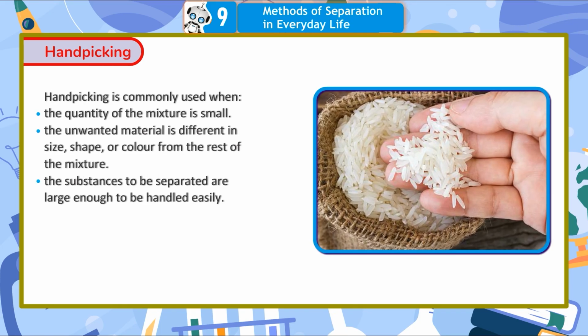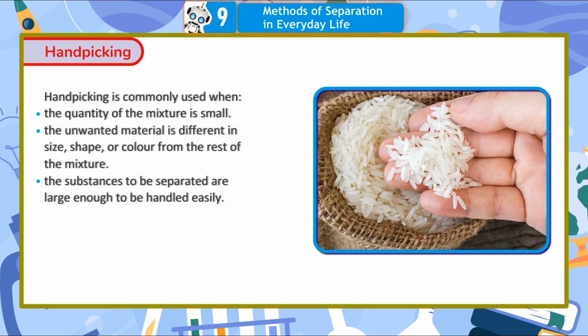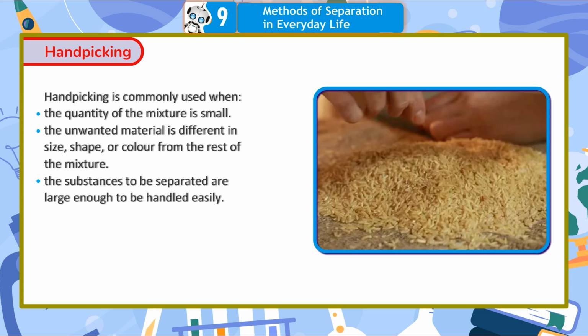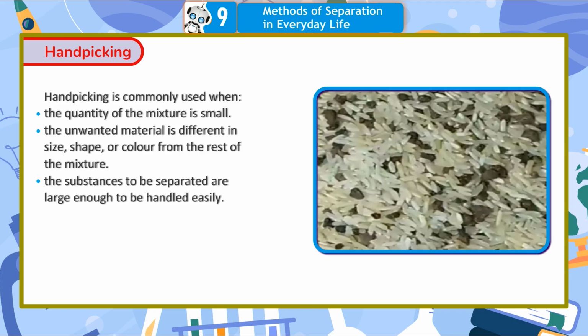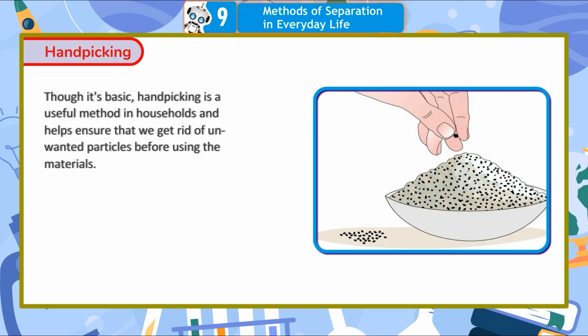Handpicking is commonly used when the quantity of the mixture is small. The unwanted material is different in size, shape, or color from the rest of the mixture. The substances to be separated are large enough to be handled easily. Though it's basic, handpicking is a useful method in households and helps ensure that we get rid of unwanted particles before using the materials.